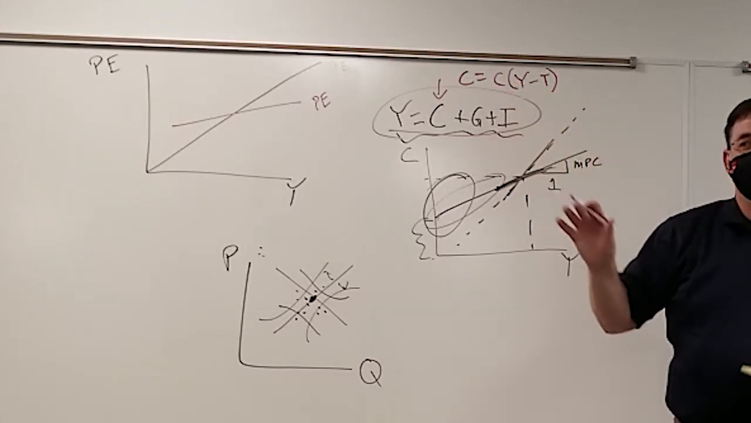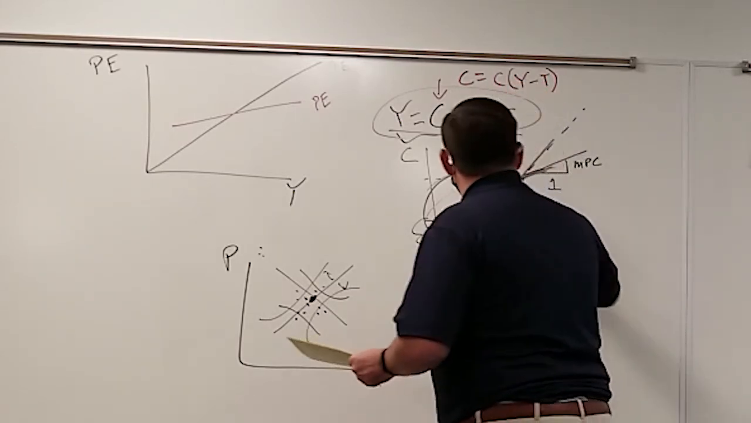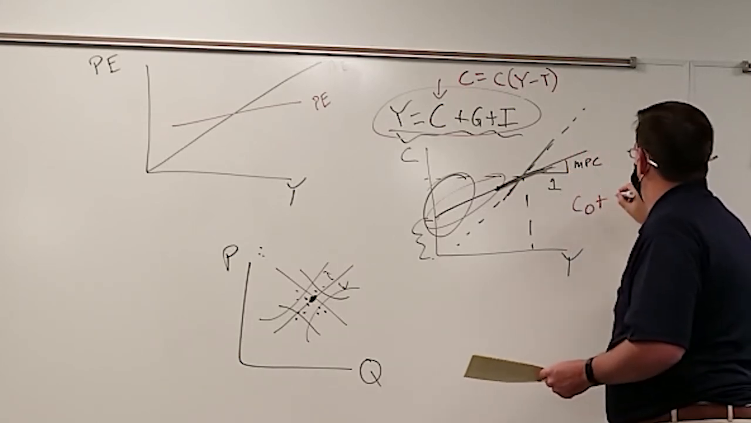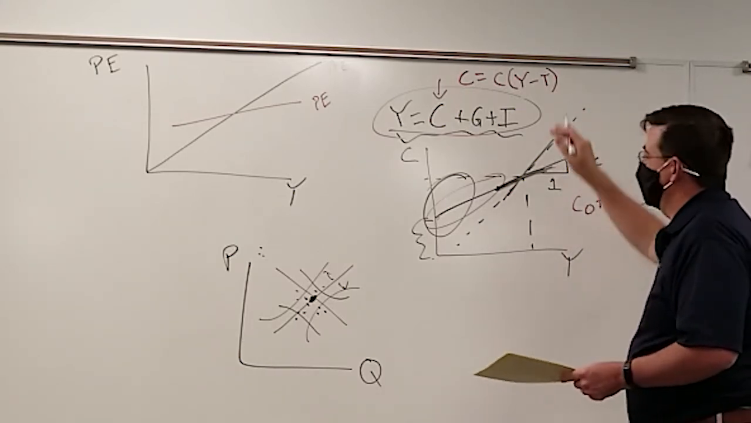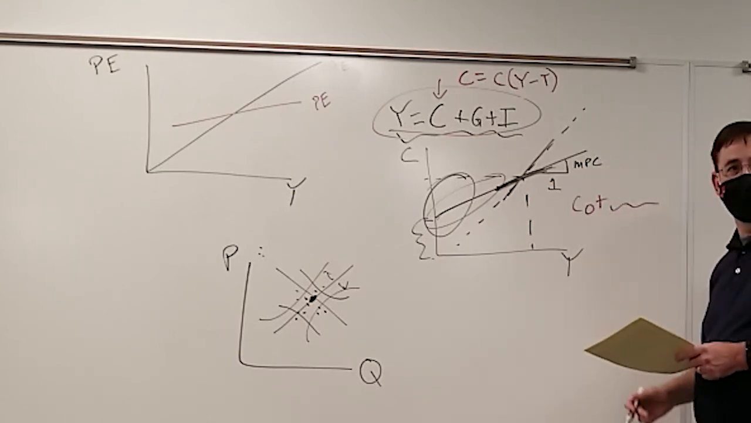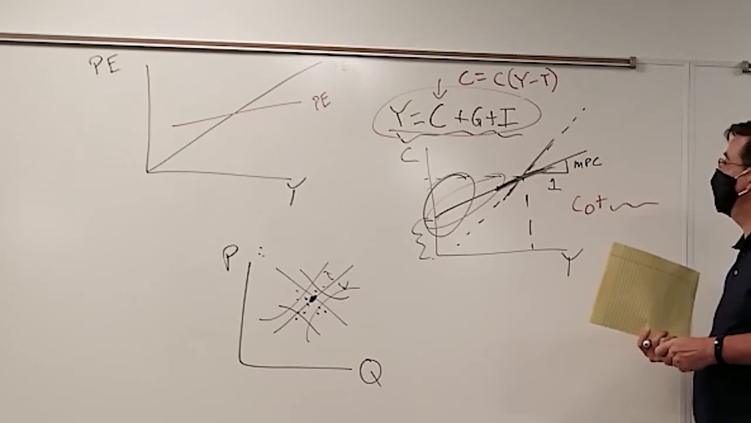I don't know exactly what that function looks like. In times past, we've called it C0 plus some other thing that incorporates the marginal propensity to consume. Questions? Okay.